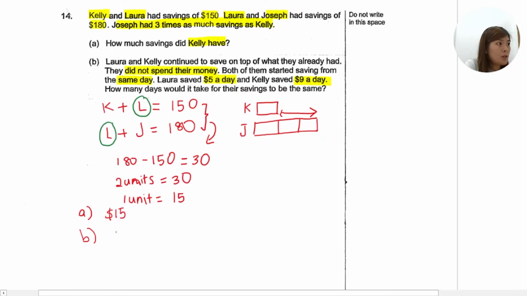Okay, so let's find out the initial amount first. Okay, initial amount. So for Kelly initial amount is $15. And what is Laura? Laura's would be, since Kelly and Laura have savings of $150, Laura's would be 150 minus 15. Okay, then you get 135.